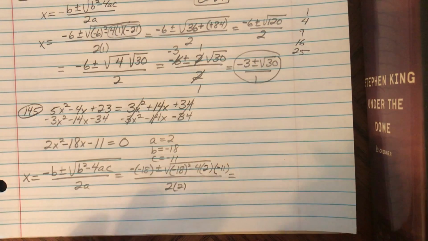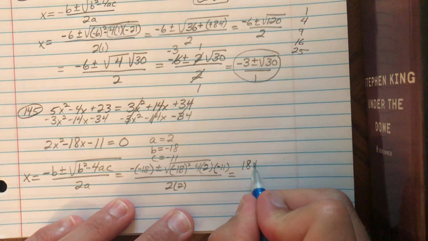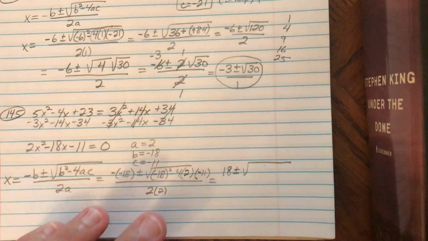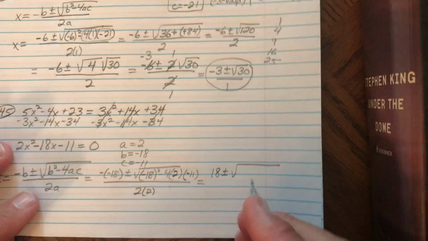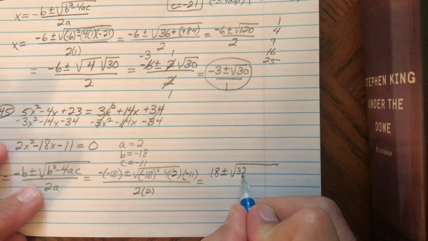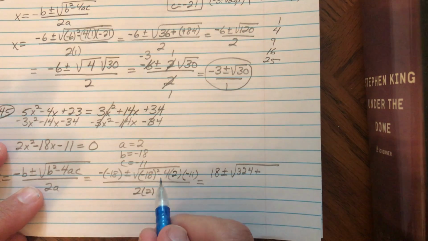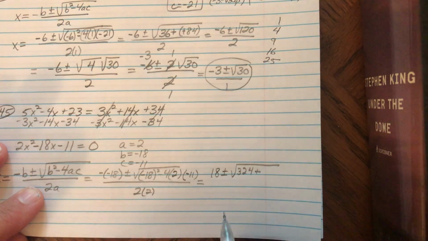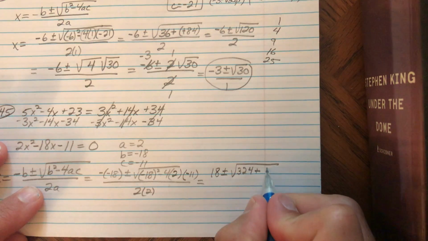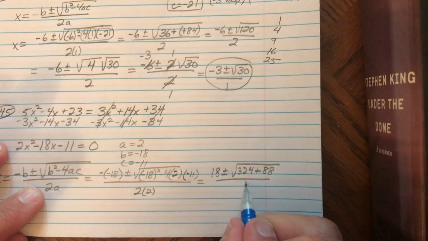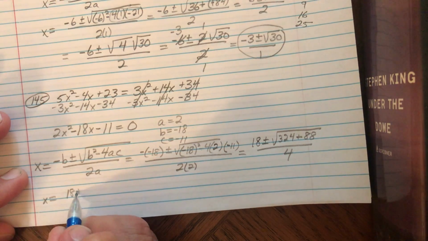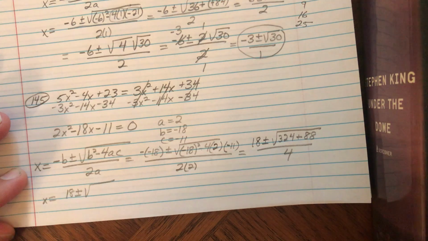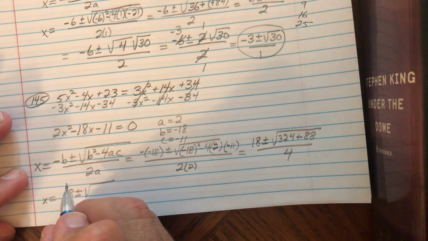So I get negative 18 is 18 plus or minus the square root of negative 18 squared, which is 324, plus, because I'm subtracting, this would be a negative value, 88, over 4. So I have 18 plus or minus radical 412 over 4.